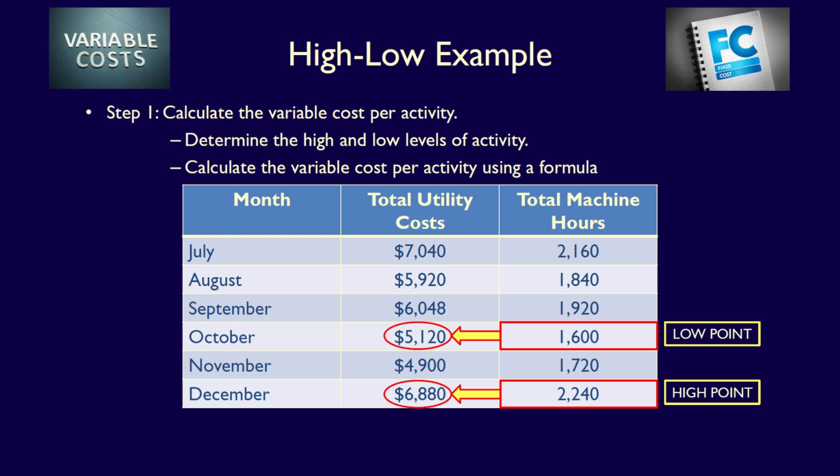This is a bit tricky, and a lot of students choose the high and low activity and then a separate high and low costs. Don't be fooled. You have to choose the high and low activity and then take the related costs, regardless of whether they are actually the highest and the lowest costs in and of themselves. This is critical to remember, or you'll end up with an answer which is totally wrong.